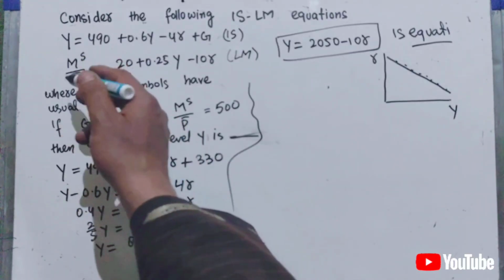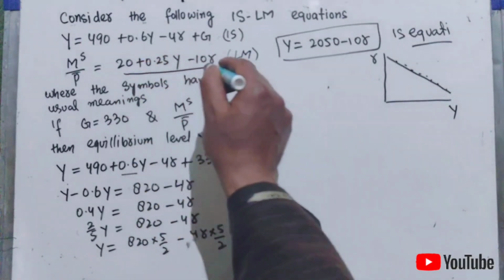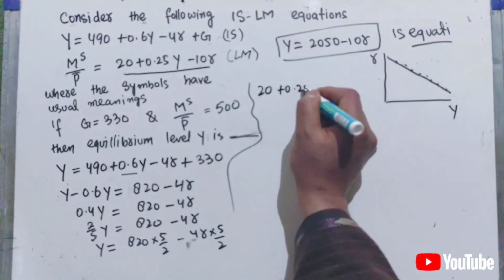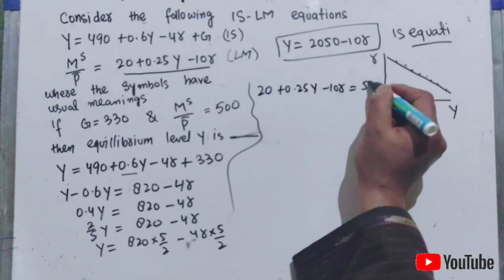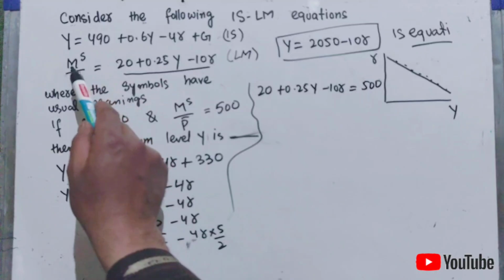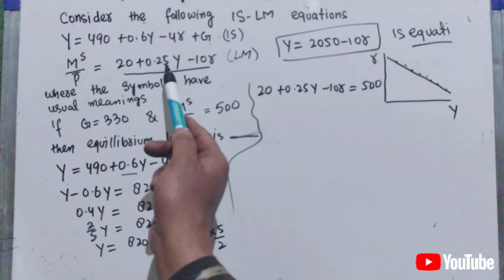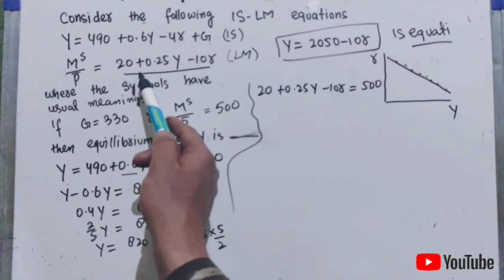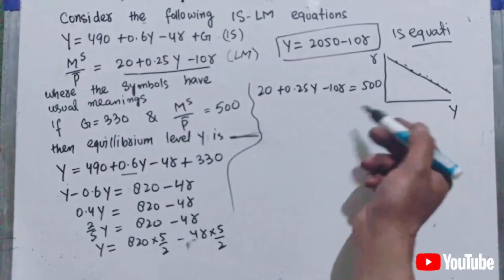So Ms upon P, which is the real money supply, is given to us as 500. Let me first write it on the LHS side. We have 20 plus 0.25y minus 10r is equal to Ms upon P, which is given as 500. This side denotes the demand for money, and this shows us the supply of money. Demand for money is a positive function of income and a negative function of the rate of interest here. This denotes the transactionary demand for money, and this denotes the speculative demand for money. I will not go into detail here. Let us solve it again for y.